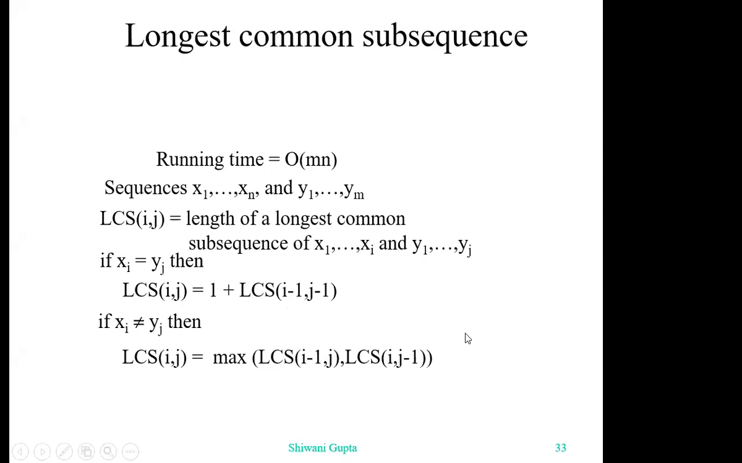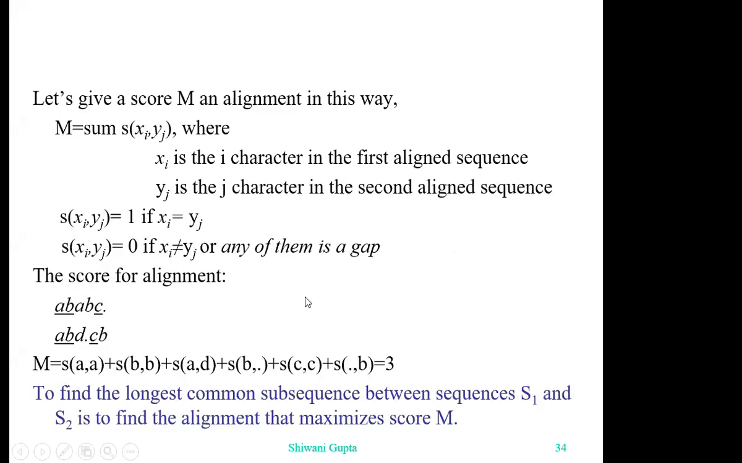So again, because we are comparing character by character of both the strings, if the length of one string is m and the other is n, the time taken will become m into n because I am having two nested loops iterating over those two strings.